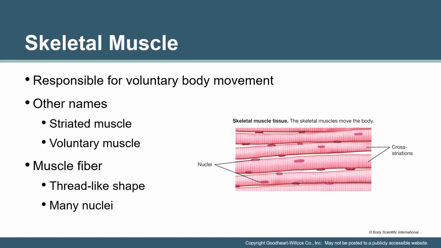So skeletal muscle, this is the muscle that attaches to bone. This type of muscle tissue is largely responsible for you being able to move. It's also known as striated muscle. It's called this because histologically, and you can see on this picture, as well as pictures in your book, that it looks like it has stripes. We call these stripes striations, so it's also known as striated muscle.